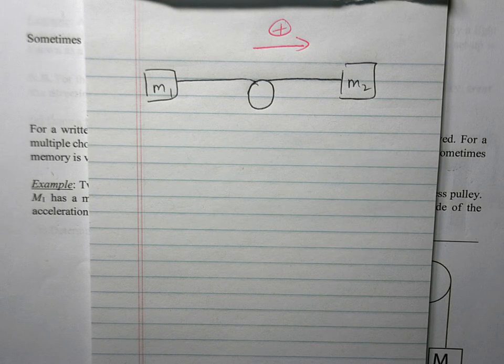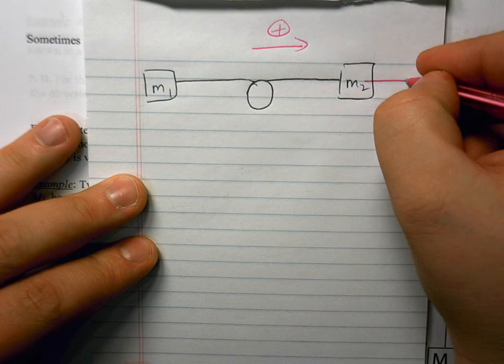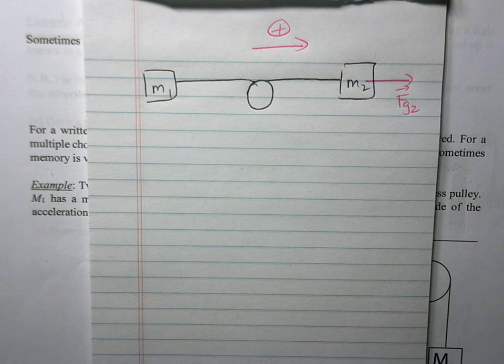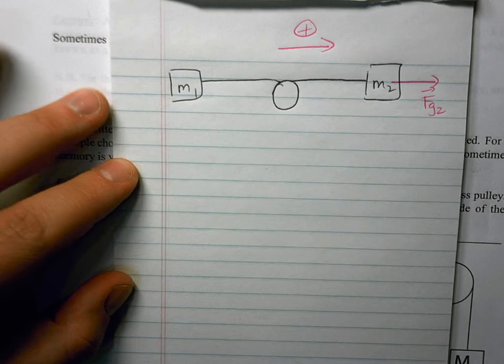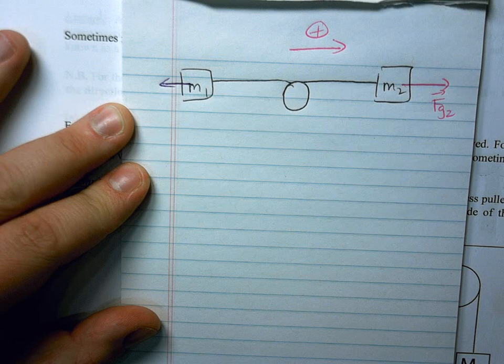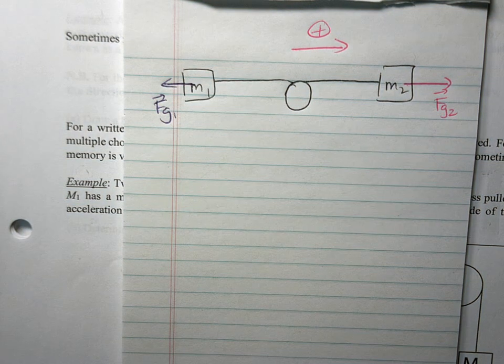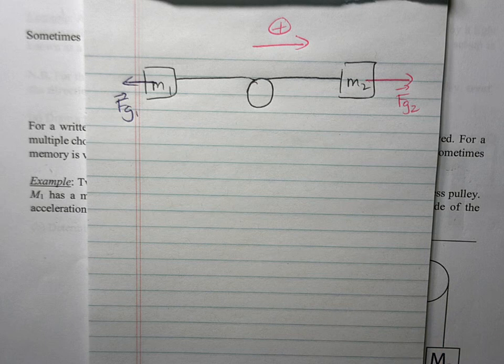Now, in this system, we can certainly look at all the forces acting in the system. On mass 2, we know there's that force of gravity pulling it this way. And on mass 1, we also know that there's a force of gravity trying to counteract that, pulling it this way. That's fine. Now, what some of you may want to throw in is that force of tension. And if you want to do that, that's actually fine. We're going to ignore it, and I'll show you why.